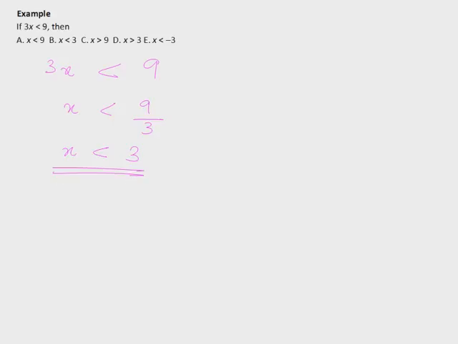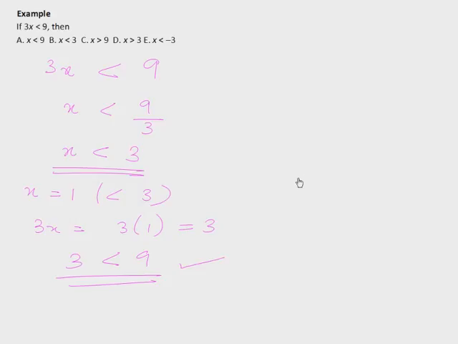Let's check our answer. Let's take a value of x less than 3. Let's take 1. So if I take x equal to 1, which is less than 3, then 3x will become 3 into 1, which is 3. And 3 is less than 9. So my choice was correct.